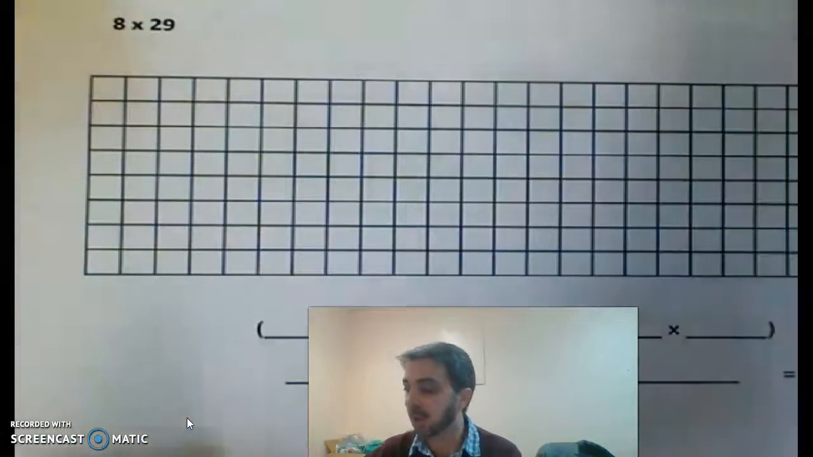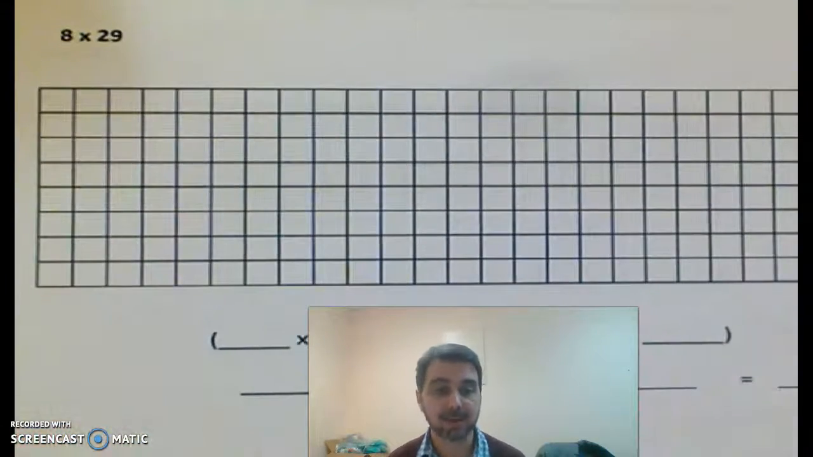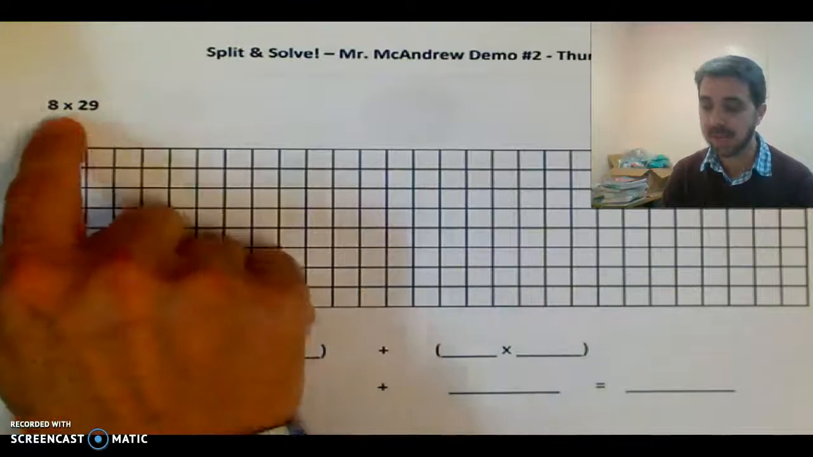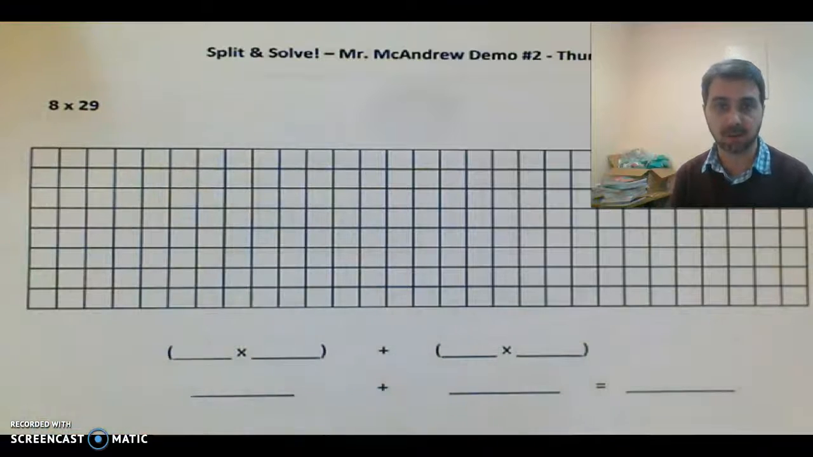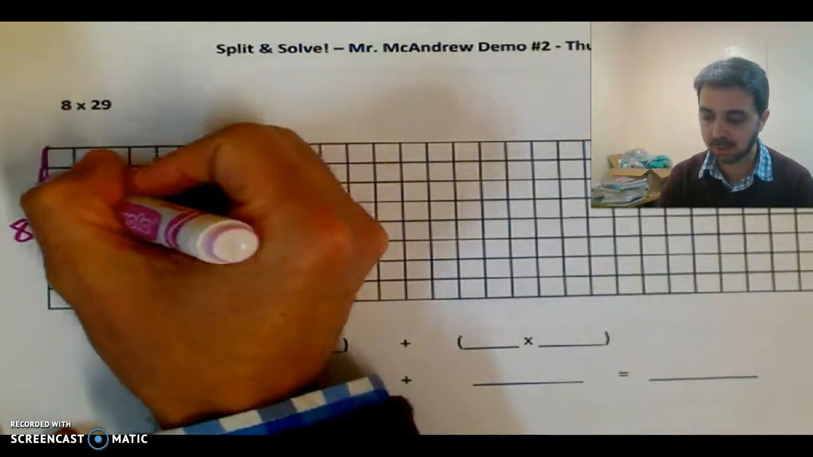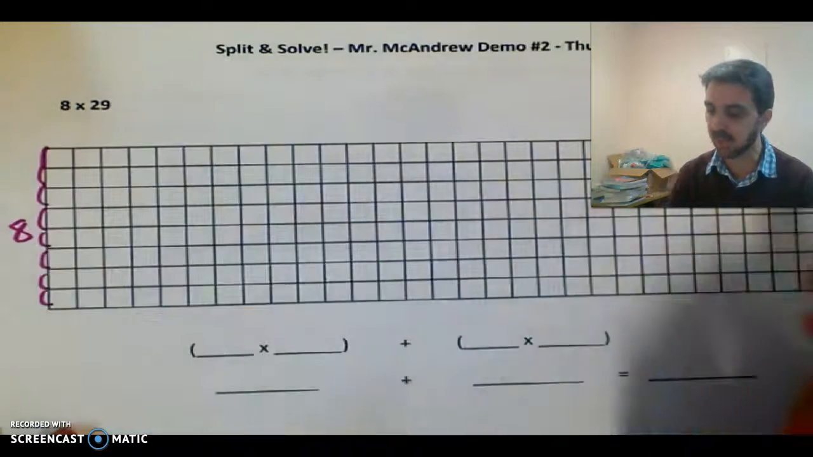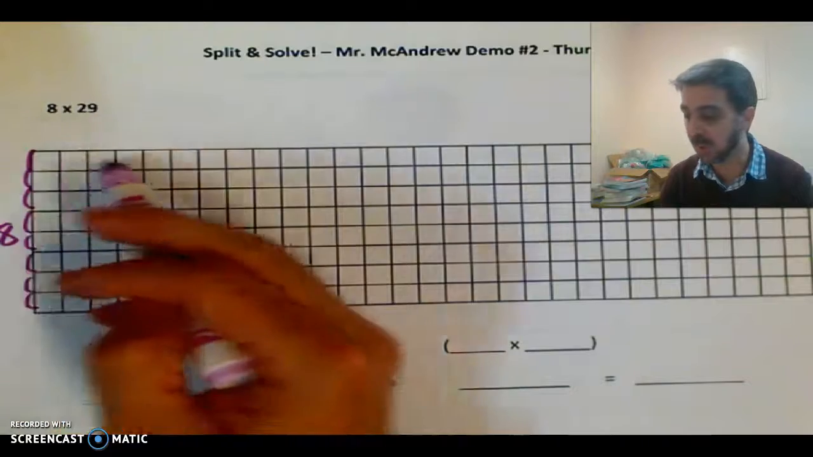Okay, so you don't have this problem in your packet. This is just what I'm going to show you. Okay, so look at this one. This is a big one. Look, this is 8 times 29. So we're using area model, right? So we know this is 8. 1, 2, 3, 4, 5, 6, 7, 8. So there's 8 rows of 29. Trust me, this row is 29.